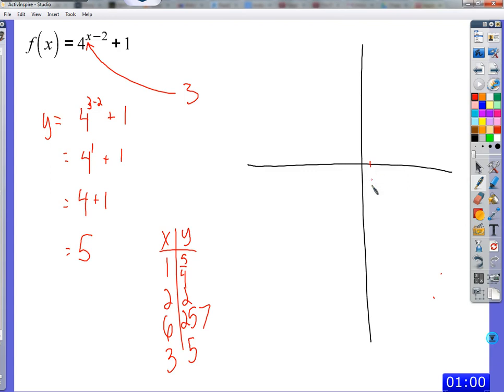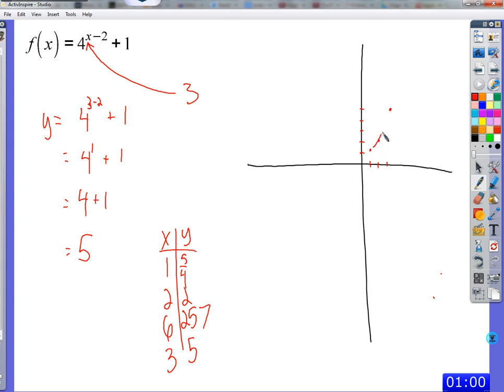1, comma 5/4. So that's 1, 2, 3, 4 fourths. This would be 8 fourths. So 4 fourths, 5 fourths. 1 and 1/4. Then 2, comma 2. And 3, comma 5. 2, 3, 4, 5.